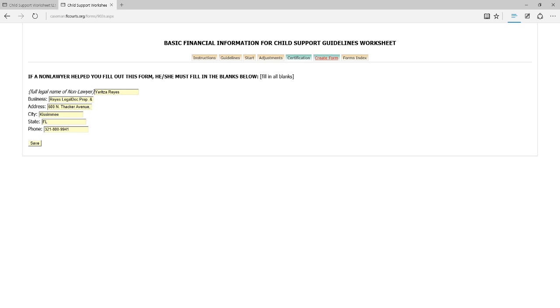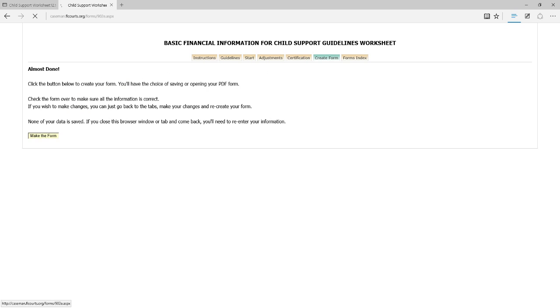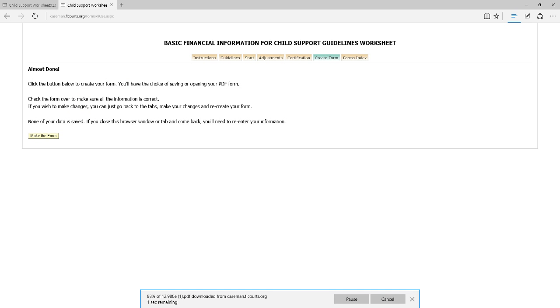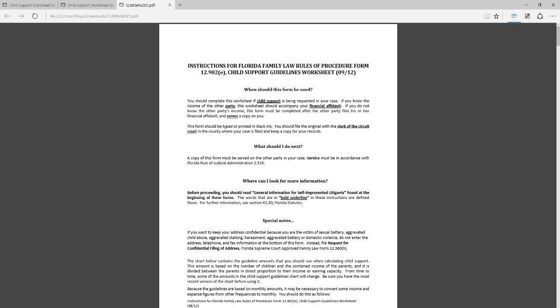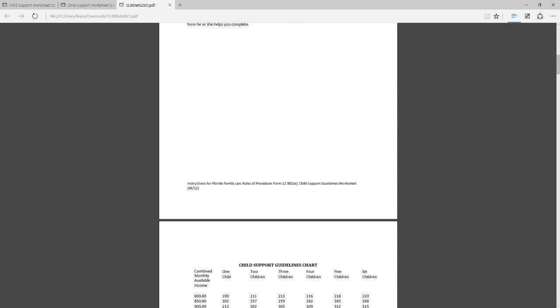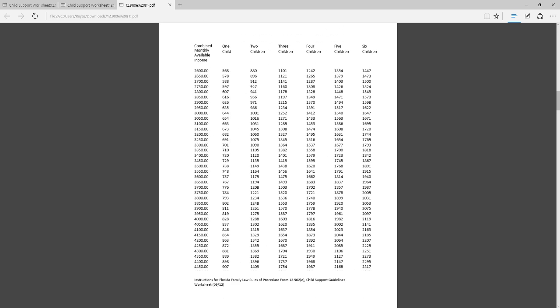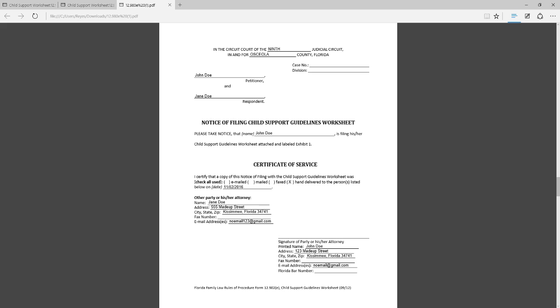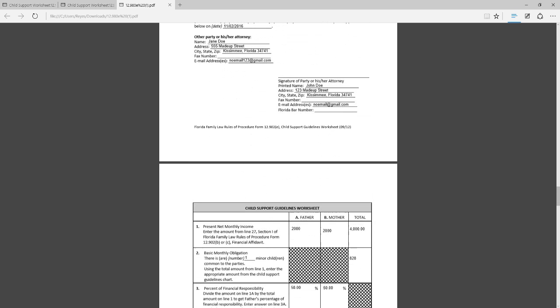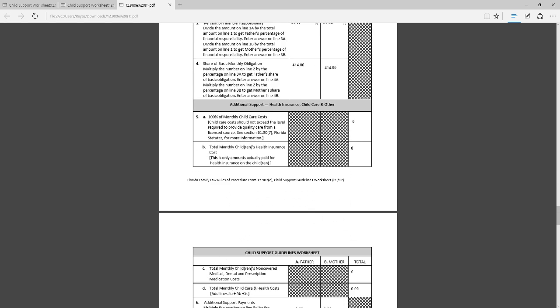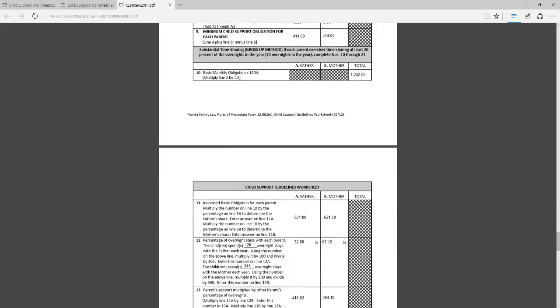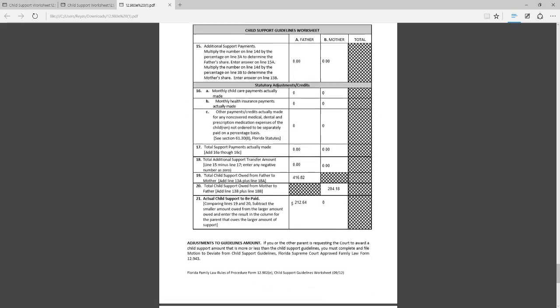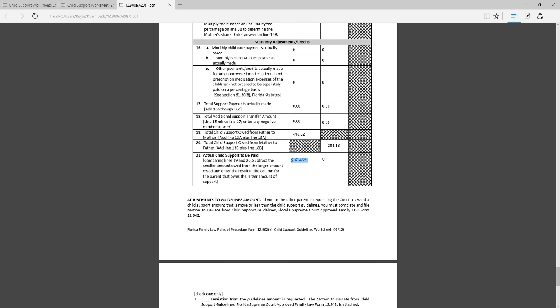So let's click save here, create form, make the form, and then downloading, and then you have your form right here. The beginning pages are your instructions, and then you will see your form start here. If you keep going, you see all your information there. I'm going pretty quickly because this recording only allows me for 10 minutes. Okay, right here is the child support amount there, $212.